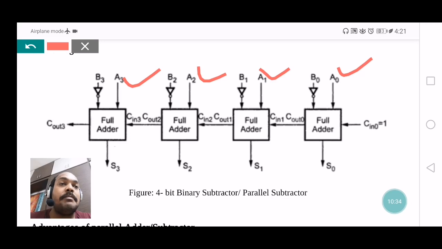So what is the comparison between parallel adder and parallel subtractor? The comparison is very clear. In a parallel adder, we are directly applying inputs to the full adders. But in a parallel subtractor, instead of giving the direct inputs, we need to apply the 2's complement method with the help of Cn, that is Cn should be equal to 1, and B0, B1, B2, B3 are applied to NOT gates. So this is the operation of a 4-bit binary subtractor.